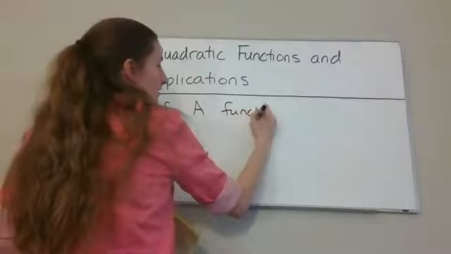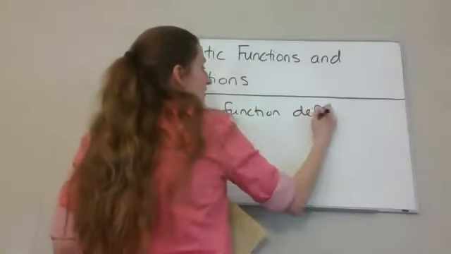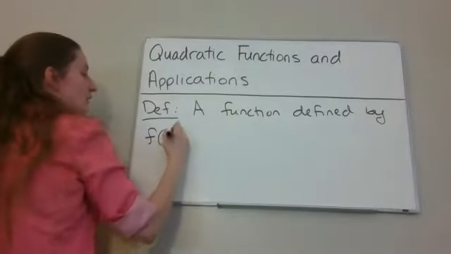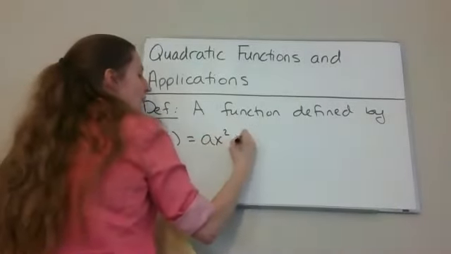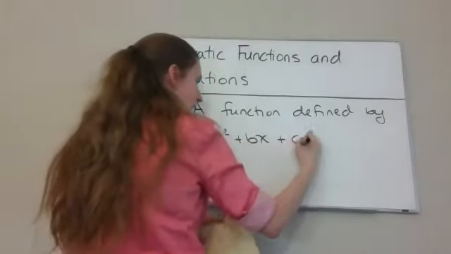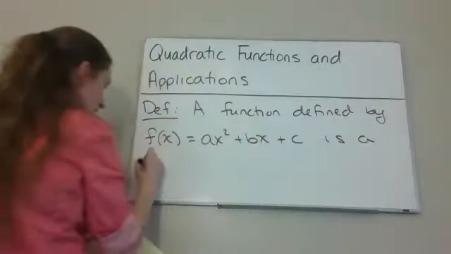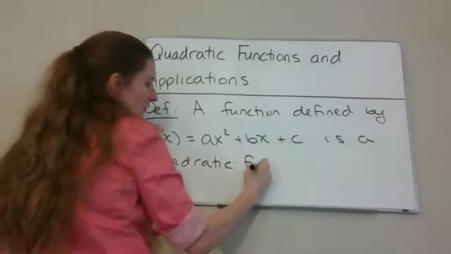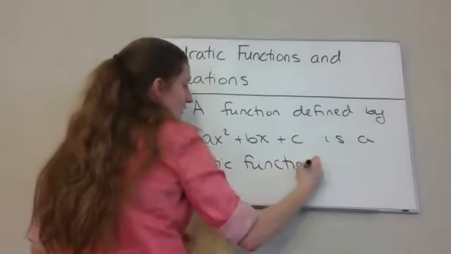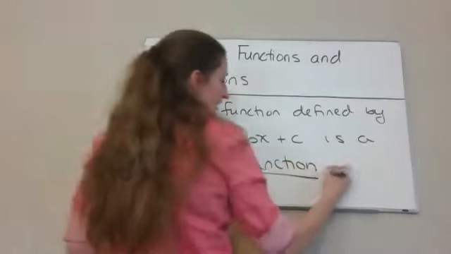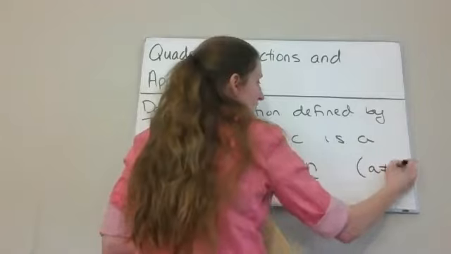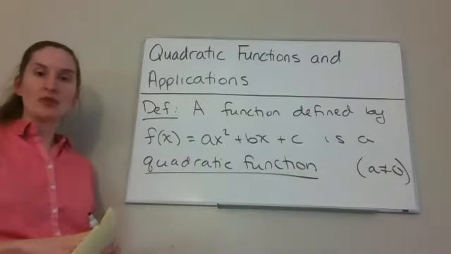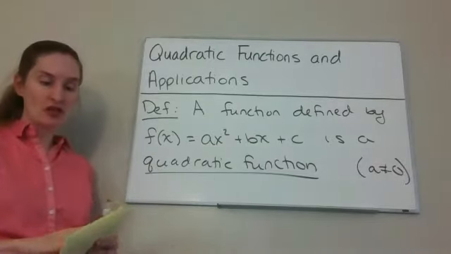A function defined by f of x equals ax squared plus bx plus c is a quadratic function. And we should note that a has to be not equal to 0. So it's very important to have that x squared term when we're talking about a quadratic function.